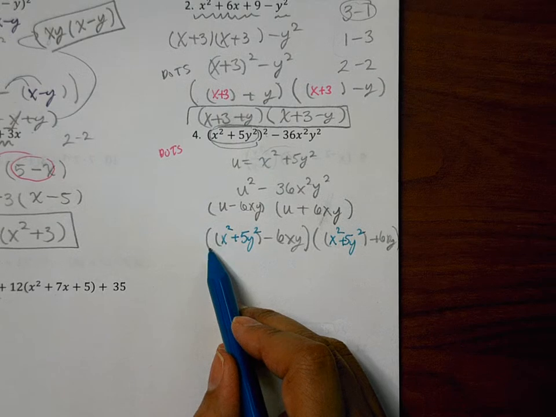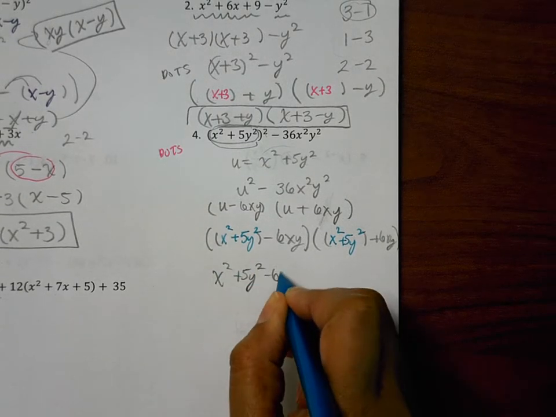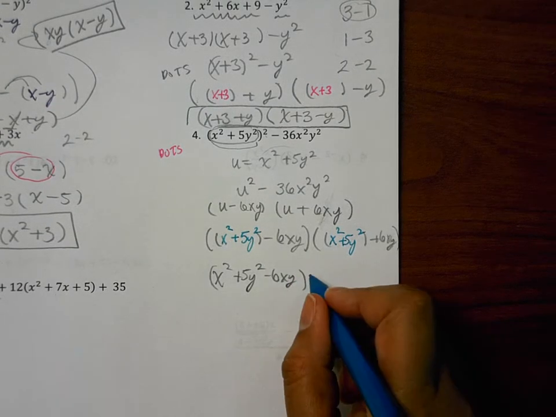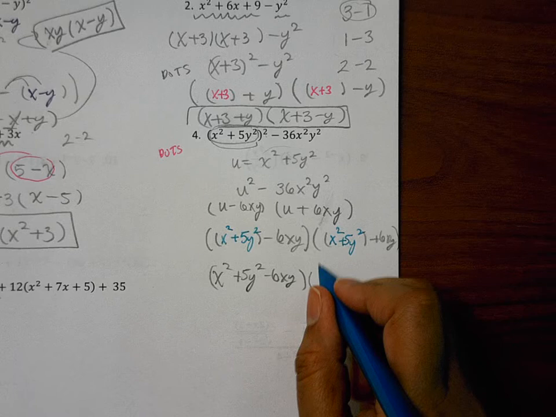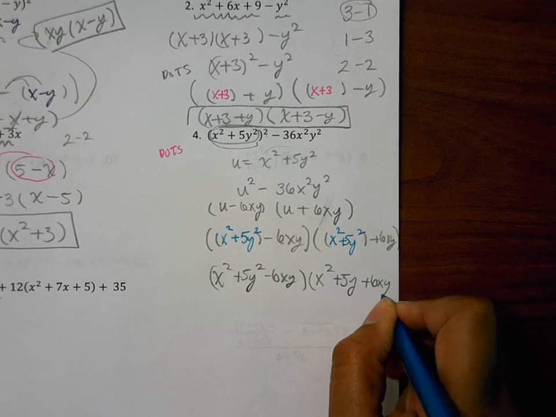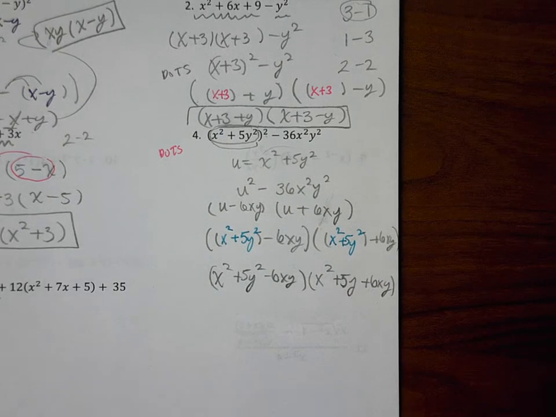Is there anything to distribute here? No. X squared plus 5y squared minus 6xy, and there's nothing to distribute because I don't distribute the negative backwards. Next one, is there anything to distribute? No. So x squared plus 5y squared plus 6xy. And you had one very similar to this on the quiz. If you stopped here, you would get it wrong. You could double bubble. Okay, she's correct.